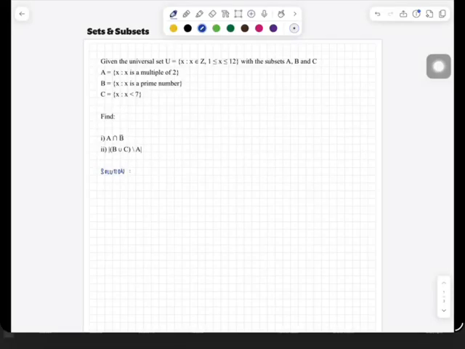Hello everyone, today I will explain questions on sets and subsets. In this question, we are given one universal set together with three subsets, namely A, B, and C. Before solving the question, the first thing we need to do is identify all the elements in each set.